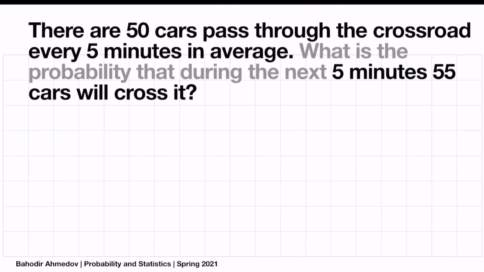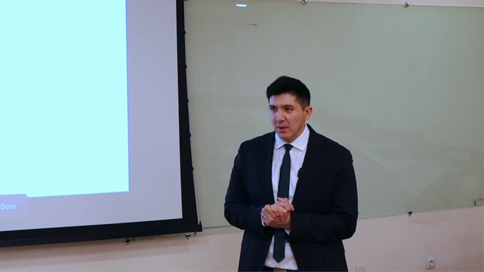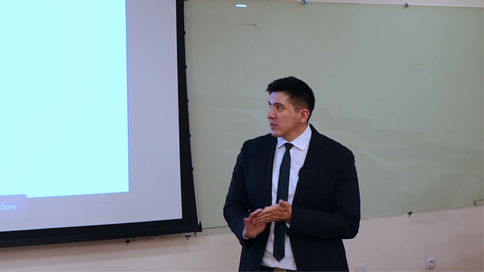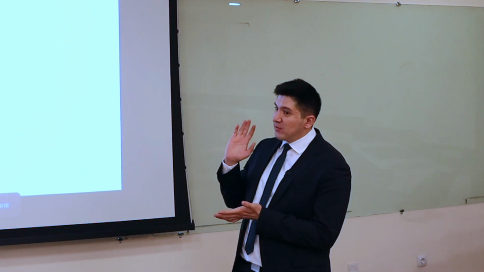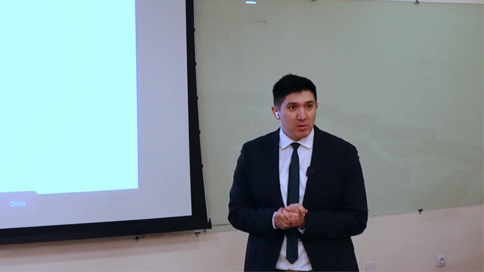So let's say I went outside, I waited 5 minutes there, and I counted the number of cars which pass through the crossroad. There are 50 cars which passed in 5 minutes. So on average, 10 cars are passing through this crossroad every minute. What I want to know is, what is the probability that 55 cars will cross this crossroad in the next 5 minutes?